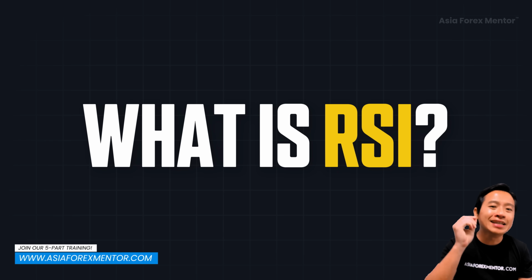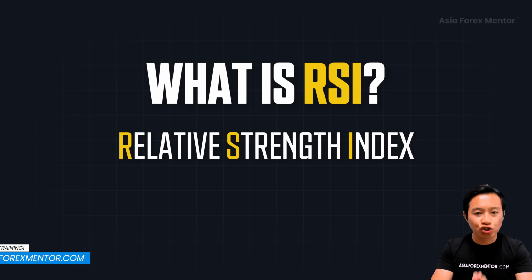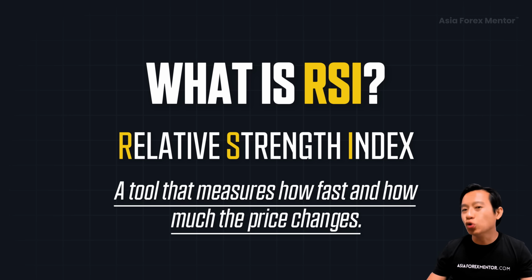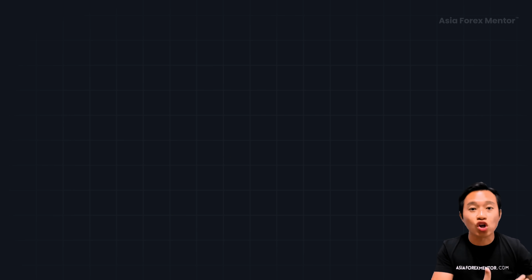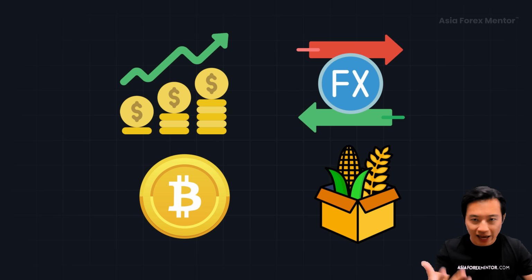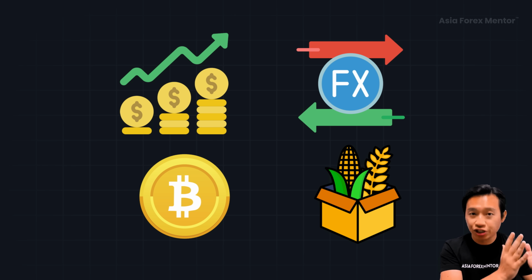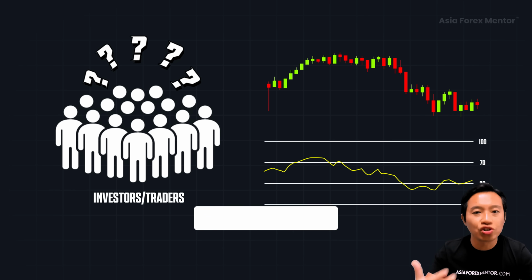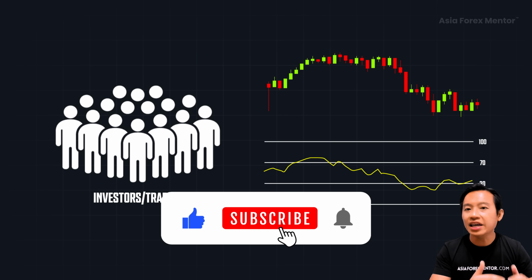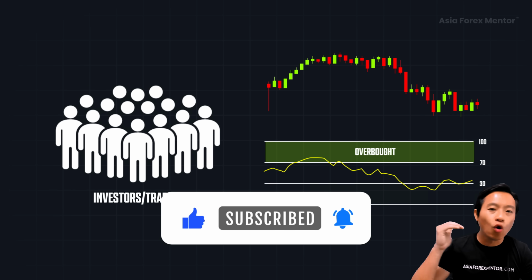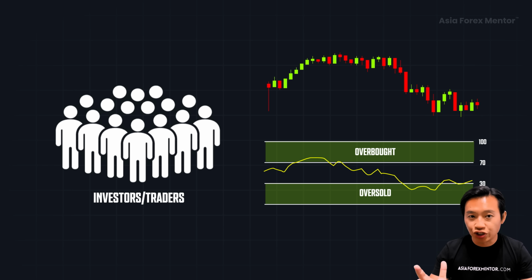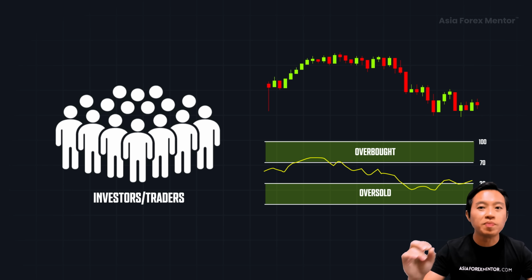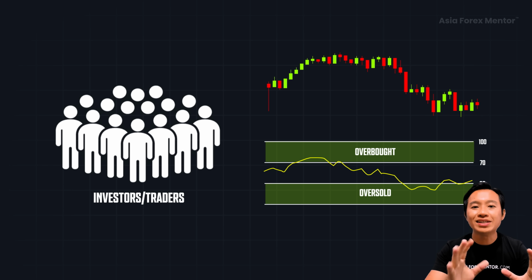Okay, so first off, what is the RSI? The Relative Strength Index, right? The RSI is a tool that measures how fast and how much the price changes, whether it is stocks, Forex, crypto, commodities, whatever, right? How fast that vehicle's price changes. So it helps investors and traders figure out if that vehicle is overbought, which is too high, or oversold, which is too low. So this gives you pretty useful hints for when to enter or exit a trade. This is, in general, how most people use the RSI. So let us see how we can set up the RSI first.